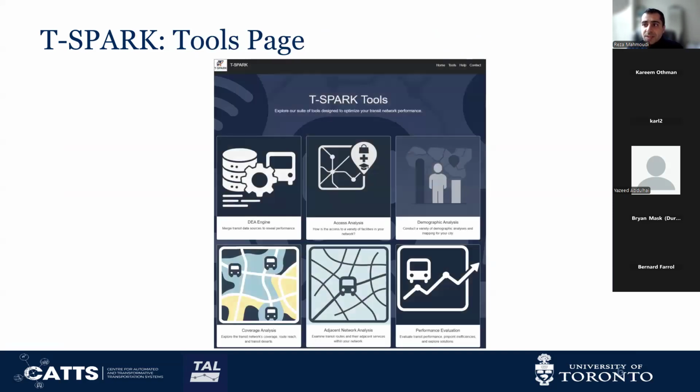T-Spark includes 6 different tools. We have demographic analysis, coverage analysis, and access analysis tools, which we always need for any transit planning studies. We have a tool for adjacent network analysis, which I will talk about later. And the 2 main tools in T-Spark are DEA engine and performance evaluation.